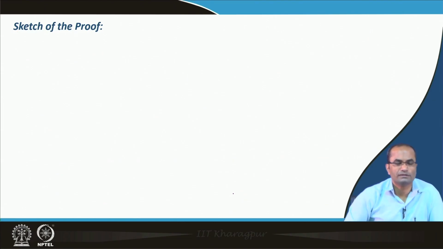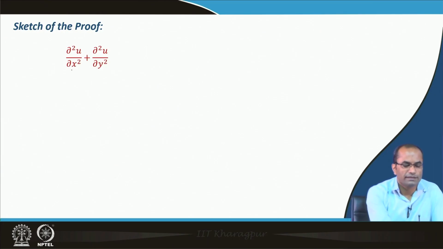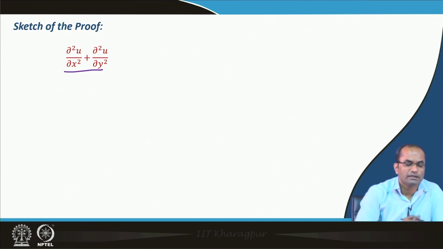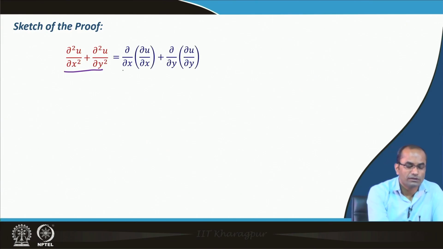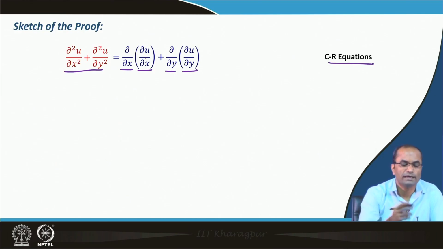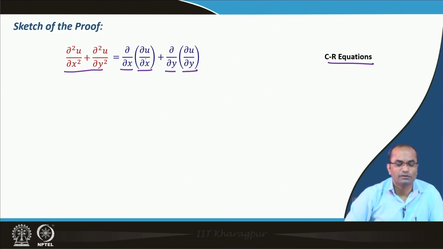Just to give you the sketch of the proof, not the detailed formal proof, so we will get some idea out of it. We have taken the left hand side of the Laplace equation, the second derivative with respect to x, second derivative with respect to y. So, here the partial derivative with respect to x of del u over del x, plus del over del y of del u over del y. We have just rewritten this in this form, and then we know the CR equations, that means del u over del x is equal to del v over del y.